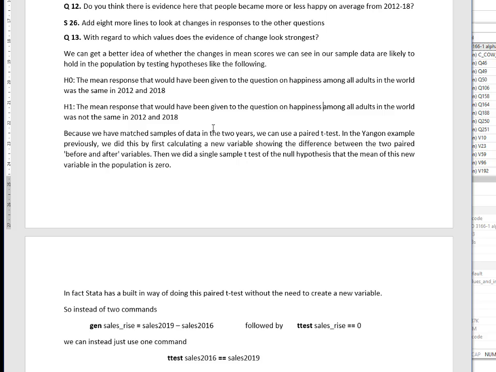Now here, because we've got matched samples of data in two years, we can use paired t-tests for all these. We've got observations of the same countries before and afterwards. That's why we're doing it at the country level instead of the individual level, because within each country, it was a different sample of individuals each year, so we can't pair up the individuals, but we can pair up the countries. So was there a change in the mean country level between these two years?